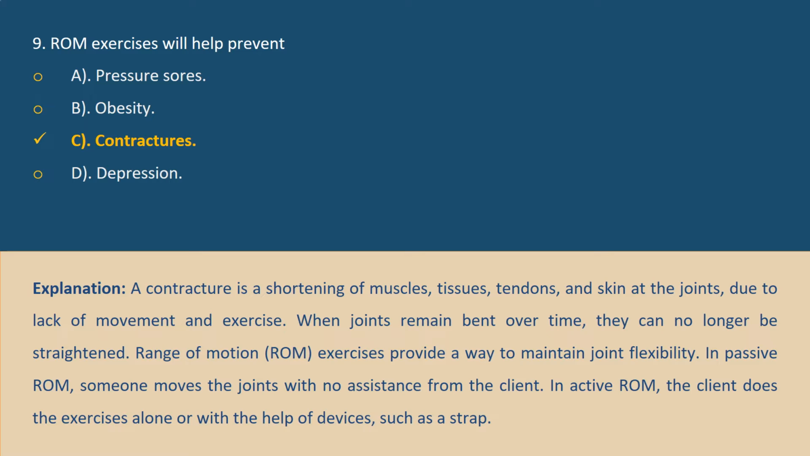movement and exercise. When joints remain bent over time, they can no longer be straightened. Range of motion (ROM) exercises provide a way to maintain joint flexibility. In passive ROM, someone moves the joints with no assistance from the client. In active ROM, the client does the exercises alone or with the help of devices such as a strap.